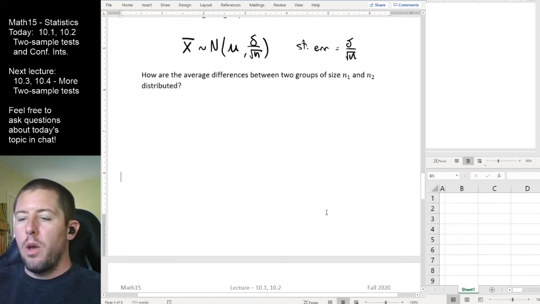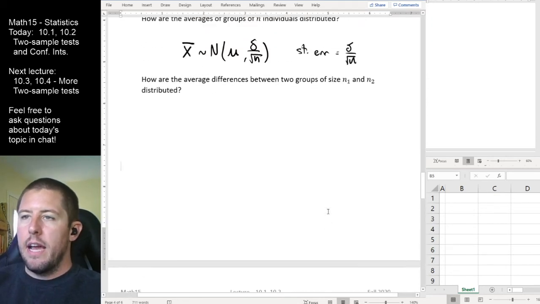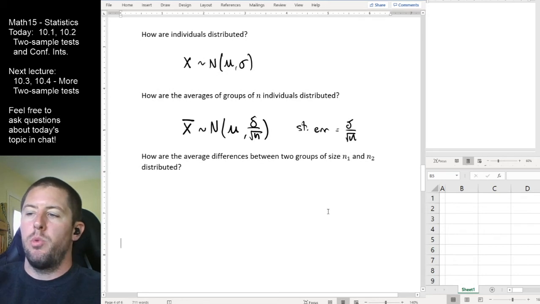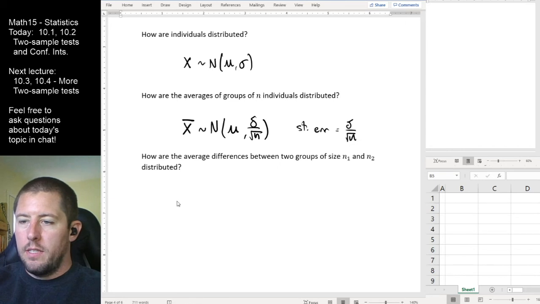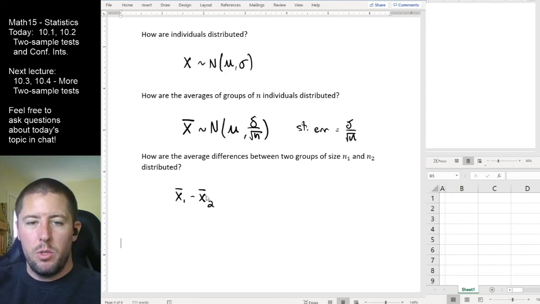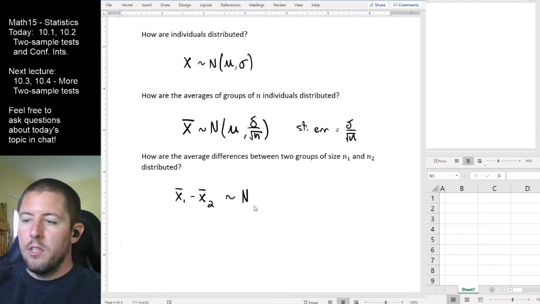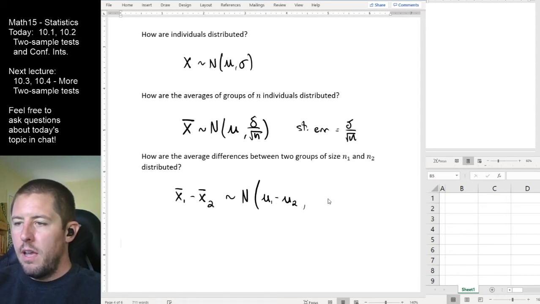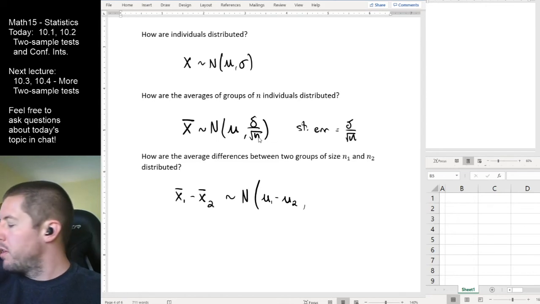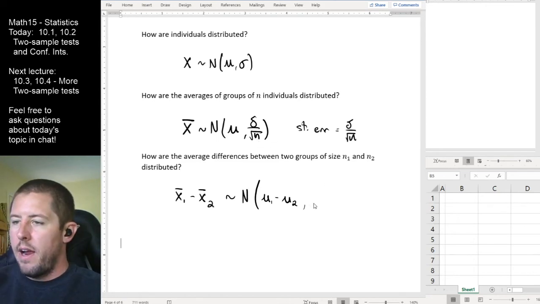So the important thing that we need to see here now is the next line. How are the average differences between two groups of size n1 and n2 distributed? So what we're really looking to see is how are the sample averages between two groups distributed? So I want to see what's the difference between the average value for my two groups. We will see that this is normally distributed. The average value is going to be exactly the difference in average values as proposed by the null hypothesis. And we're going to get a standard error term that's going to feel a lot like this guy right here.